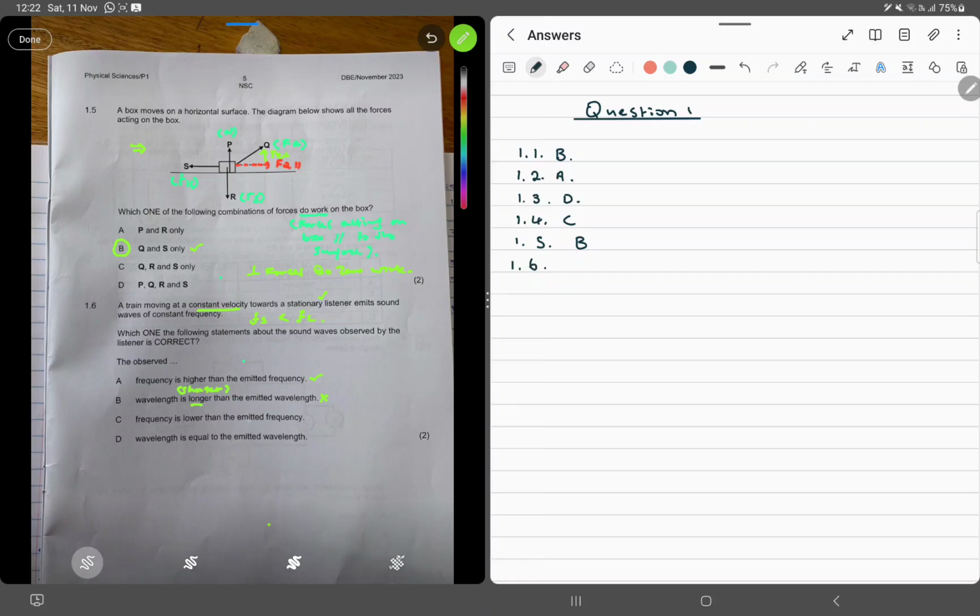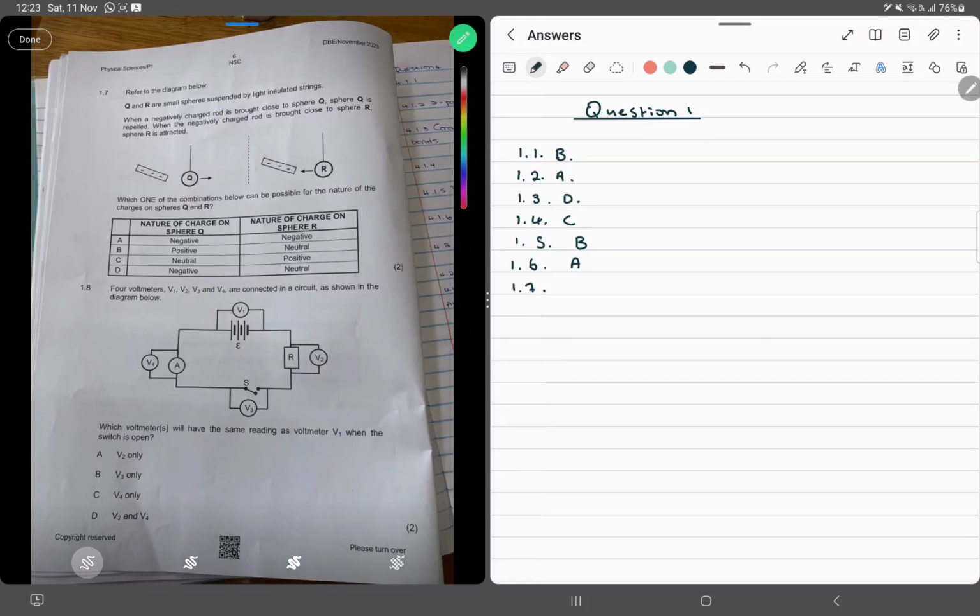Frequency is lower than the emitted frequency. Okay, the frequency is not lower, but it's actually higher, the observed frequency. And because of the lower statement, that is wrong. The wavelength is equal, can't be equal, unless this is already at the same spot or it's stationary, meaning the source is stationary. So our best answer there is A. So 1.6 is A.